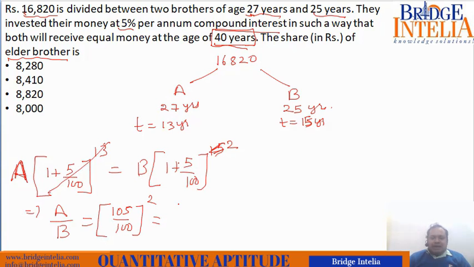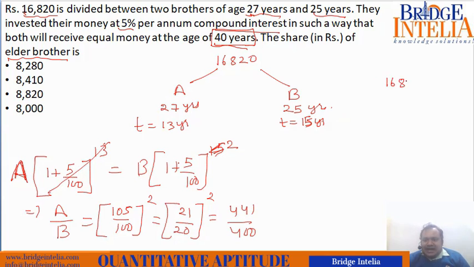So 105 by 100 is equal to what? 21 by 20 whole square. So that is equal to 441 by 400. So you have to basically divide 16820 in the ratio 441 is to 400.